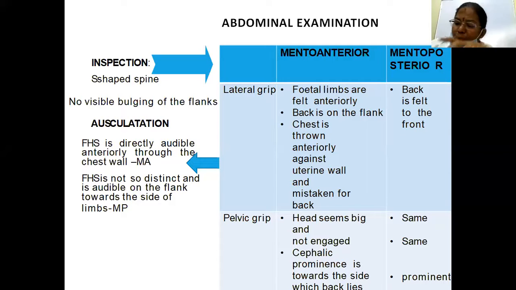Now the pelvic grip. On the pelvic grip, there will be two things. The head seems big and is usually not engaged. It will be dolichocephalic, like the head is fixed, because there is no proper flexion. There is always an extension attitude, so it is felt big. And the cephalic prominence is toward the side where the back is. Because there is an extension, this cephalic prominence is felt towards the back.